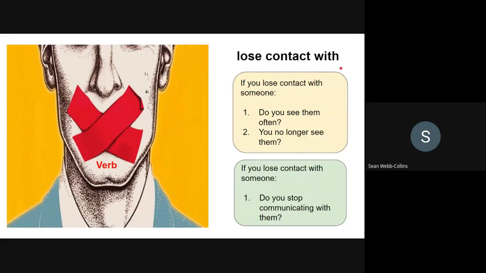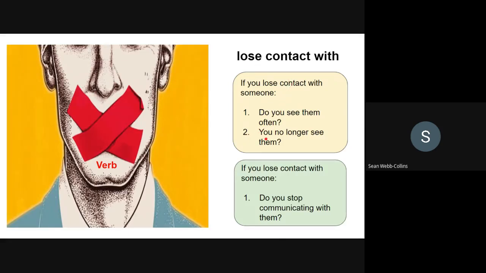Lose contact with. If you lose contact with someone, do you see them often? No. If you lose contact with them, it means you don't get to see them very often.